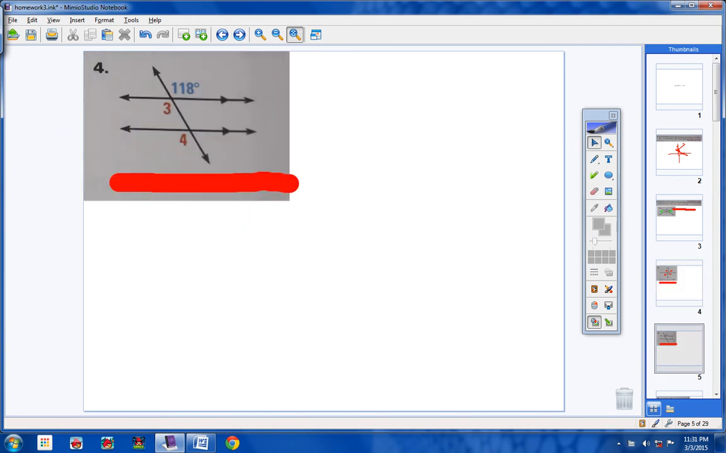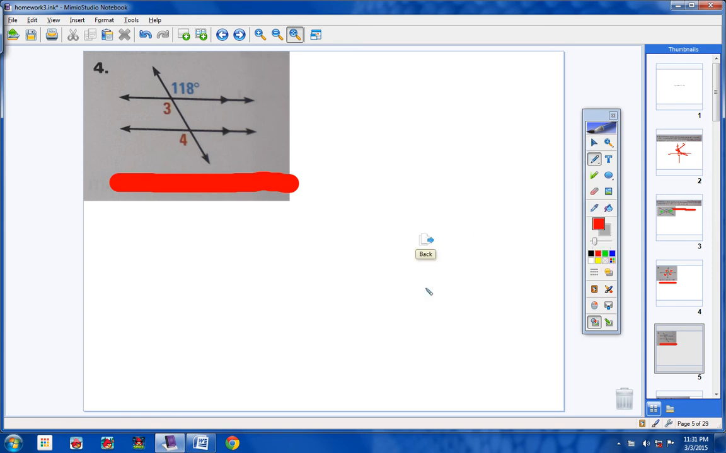Now what they're reviewing in number 4 is this. And I had to go over all this with you guys now just to make sure that we're getting this, okay? They're reviewing, first of all, whether or not you remember the different types of angles that are formed when two lines are cut by a transversal.